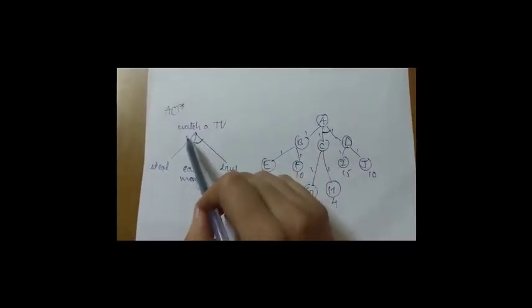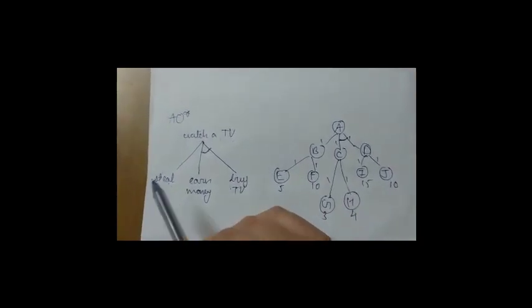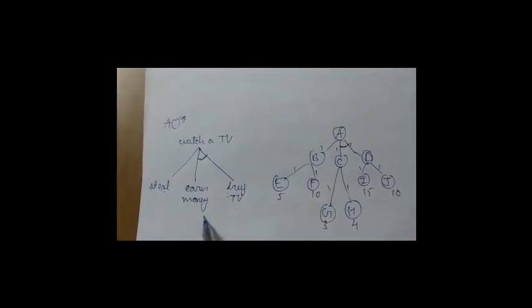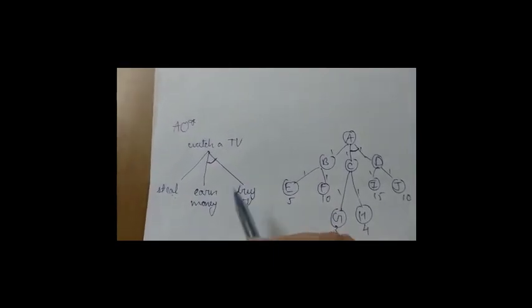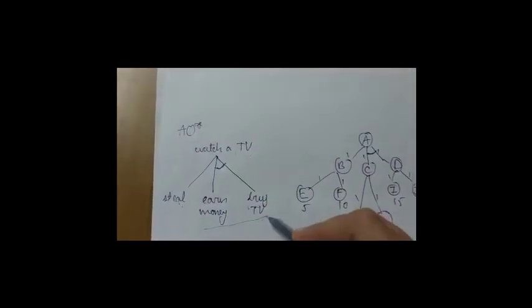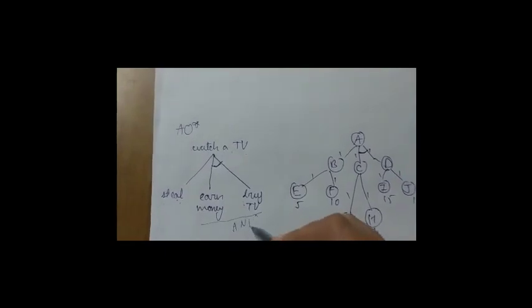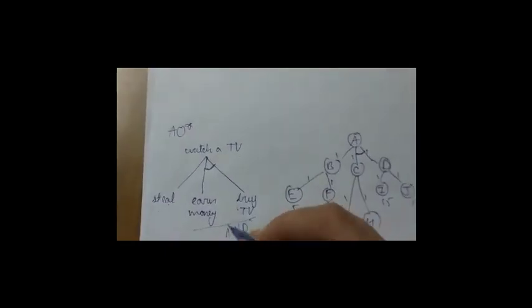Now let's consider an example like this. My goal state is to watch a TV. So I can do two things. I can simply steal a TV and watch TV, and the second option is I can earn money and then I can buy a TV set and watch it. So this part is an AND graph, and this whole part is an OR graph.